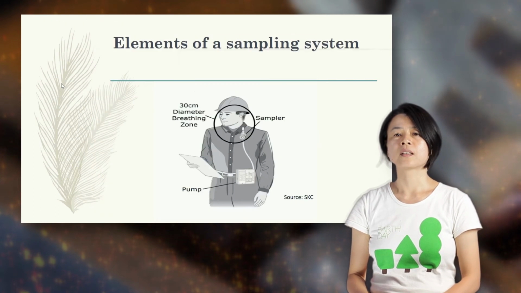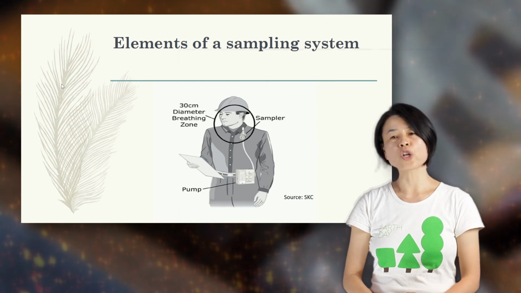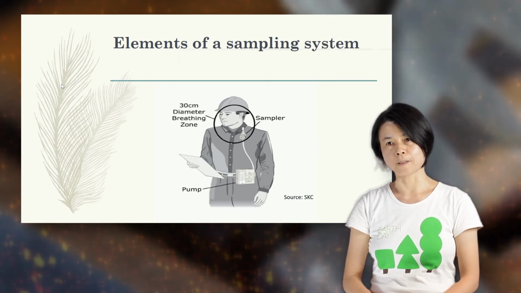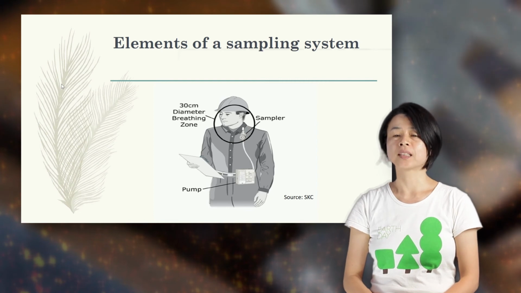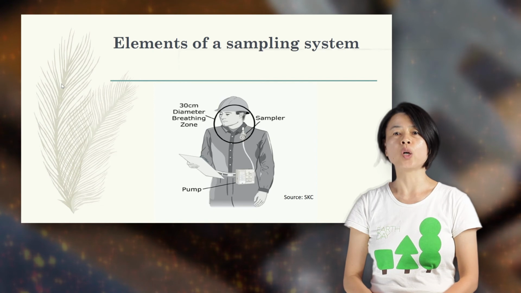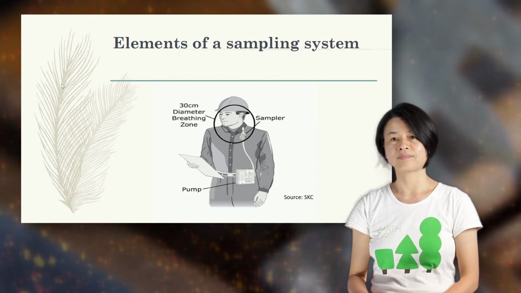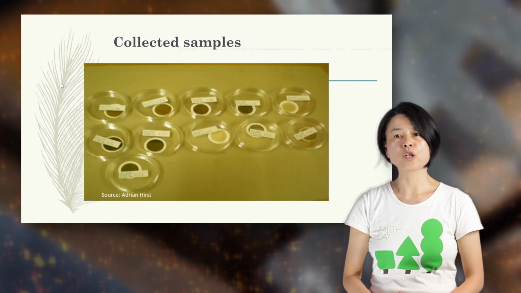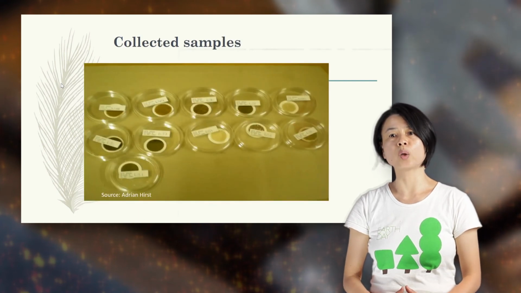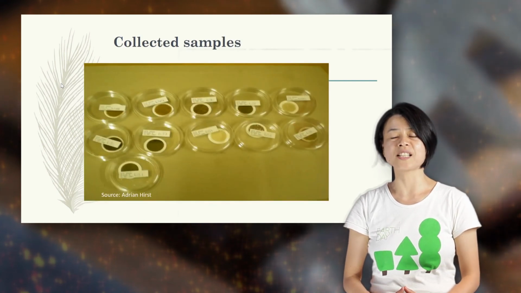Next, this is a page showing the elements of the sampling system. It includes a pump and sampler. And the circle over here you can see is the breathing zone to collect samples. And this is a picture showing some samples collected by the previous sampling system.